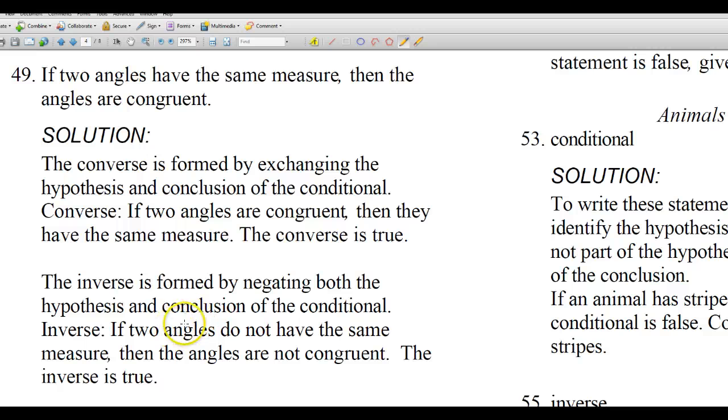The inverse is formed by negating both the hypothesis and conclusion of the conditional. So we want to take the original statement, not the converse, and negate the hypothesis and conclusion. So if two angles do not have the same measure, then the angles are not congruent. So think about that. The inverse is true. If two angles do not have the same measure, so let's say one of them is 15 degrees, one of them is 20 degrees, then the angles are not congruent. 15 and 20 degree angles are not congruent.